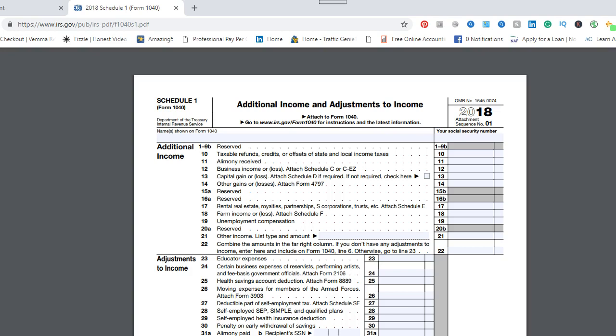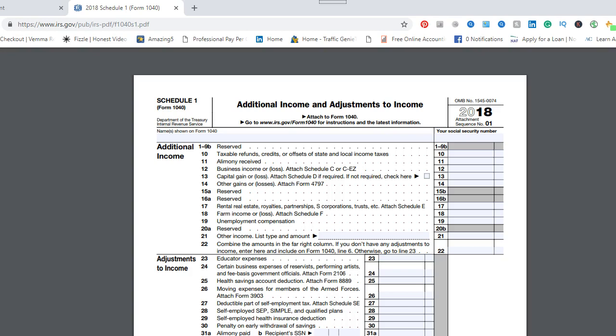When it comes to line 13, capital gains and losses, Schedule D, the most common use of Schedule D you might see is a person who may have some stocks from a company that they sold, or they may have sold a house that had a capital gain on it. So, you know, that's what the Schedule D is all about.